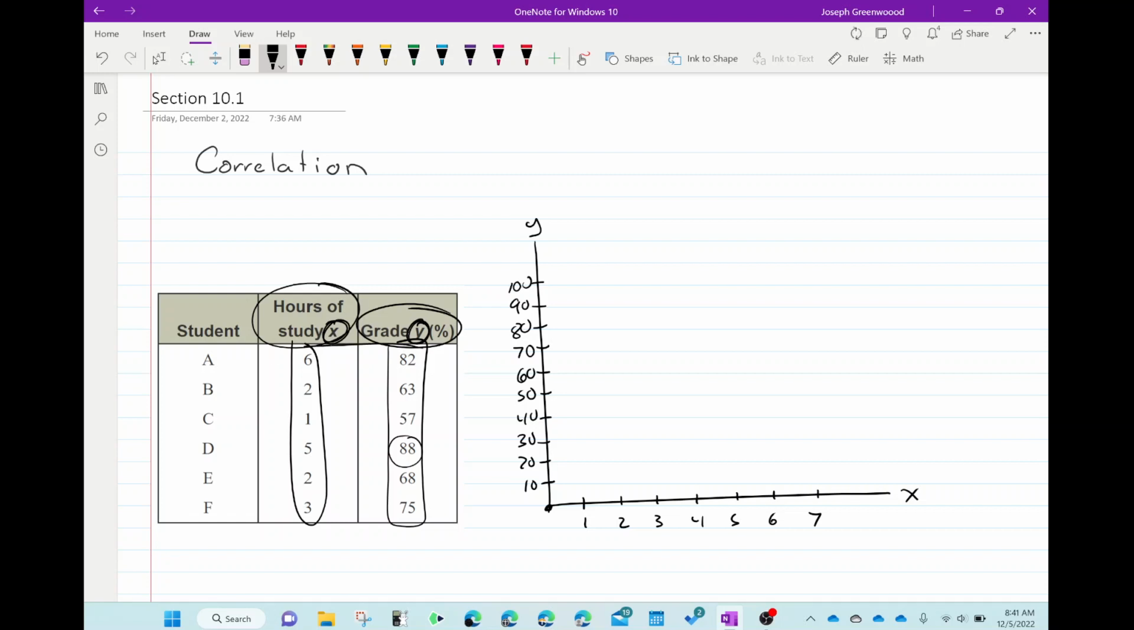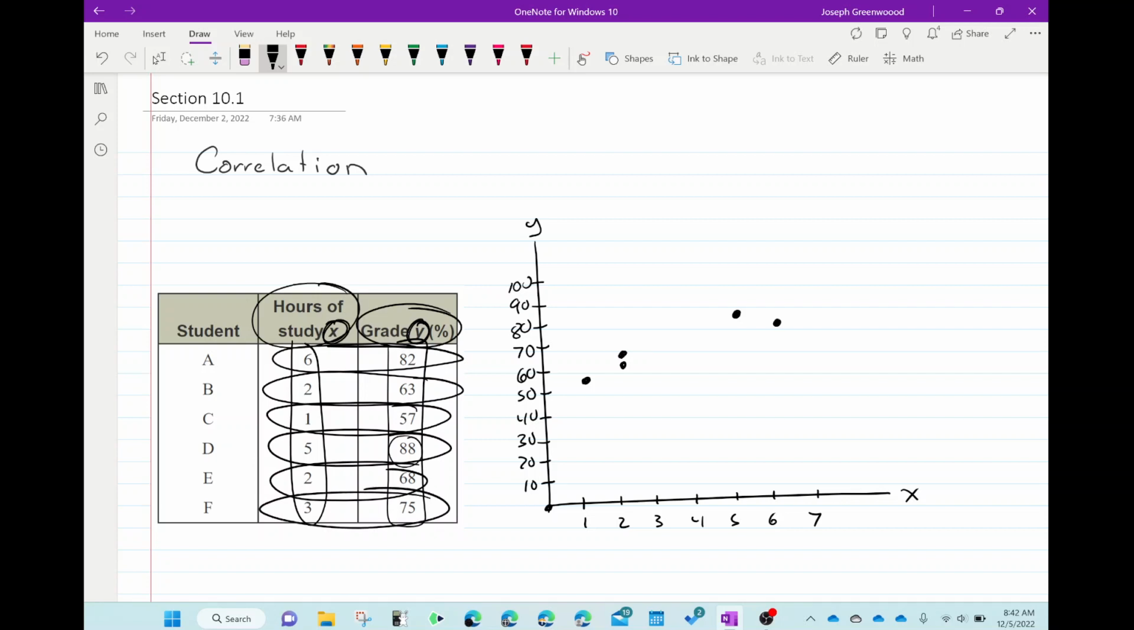So what I'm now going to do is plot these coordinate points, 6, 82. So I'm going to go out here to the 6, and I'm going to go up to about 82 and put a point. Then I've got 2, 63. So I'm at X equals 2 up to 63. I'll put a point there. 1, 57. 1 and around 57-ish. Then I've got 5, 88. So here out at 5, and I'm going to go up to 88. It's about right there. 2, 68. 2, 68 is right there. Last but not least, 3, 75. That's about right here.